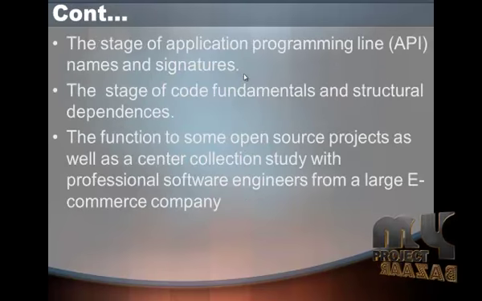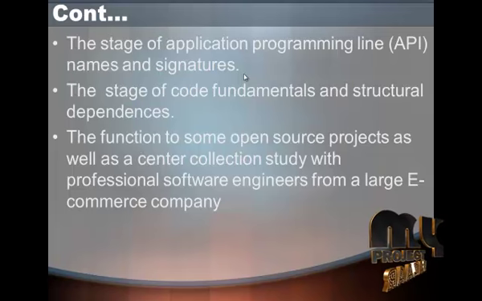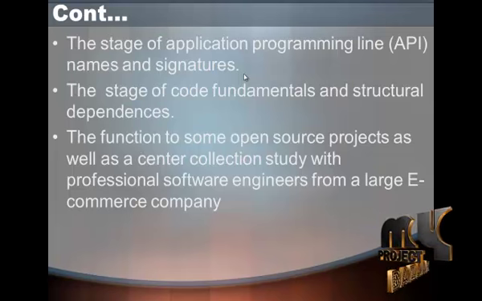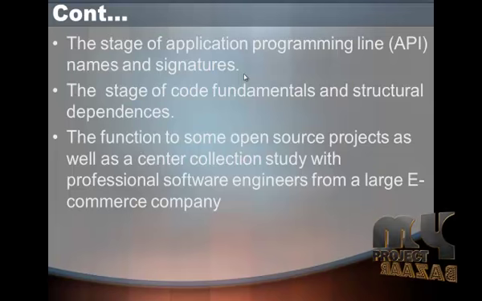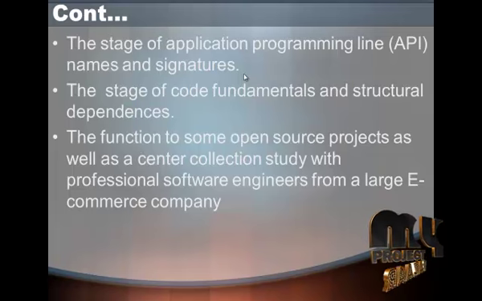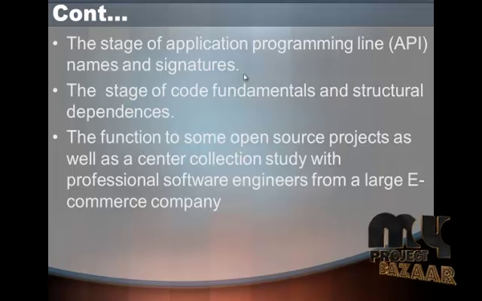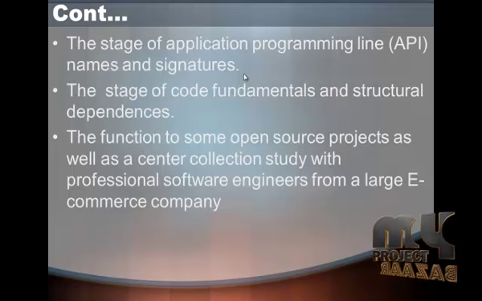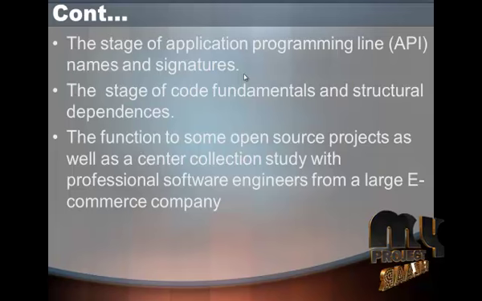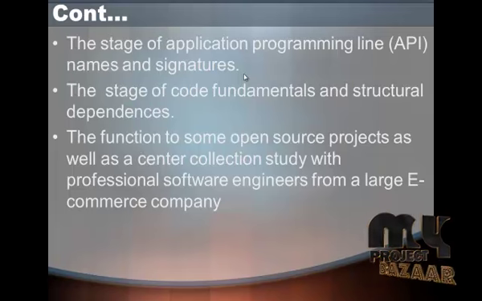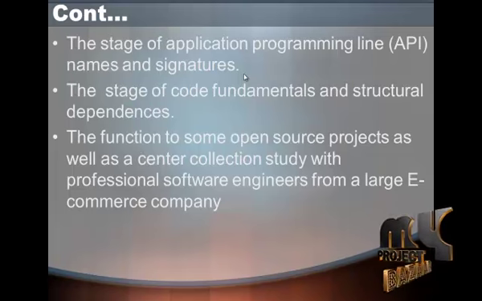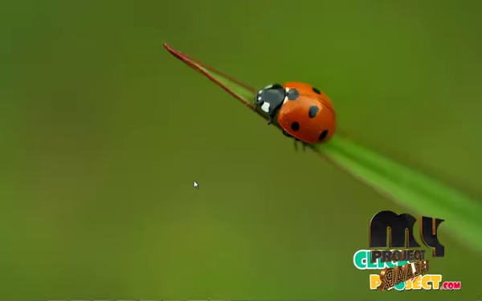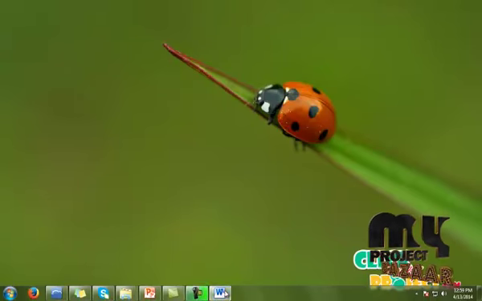The stages cover application programming interface, API names and signatures, and code function fundamentals and structure. We applied this to some open source projects, as well as a case study with professional software engineers from a large e-commerce company. In this process, any code changes are easily found. It applies to all methods, class methods, and overlapping methods, and functions are also calculated. Now I will explain our project flow.